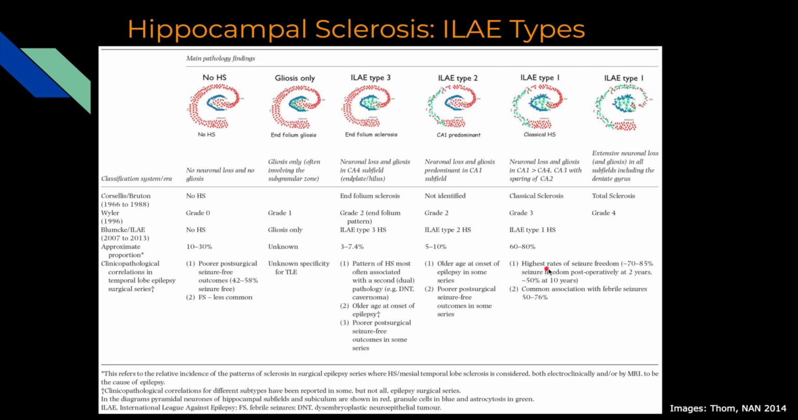As you can see here, highest rate of seizure freedom, 70 to 80% will be free of seizures after 2 years, and 50% at 10 years. So when you see these things, you know that this is likely the epileptogenic focus. So removing it is of extreme value to the patient.